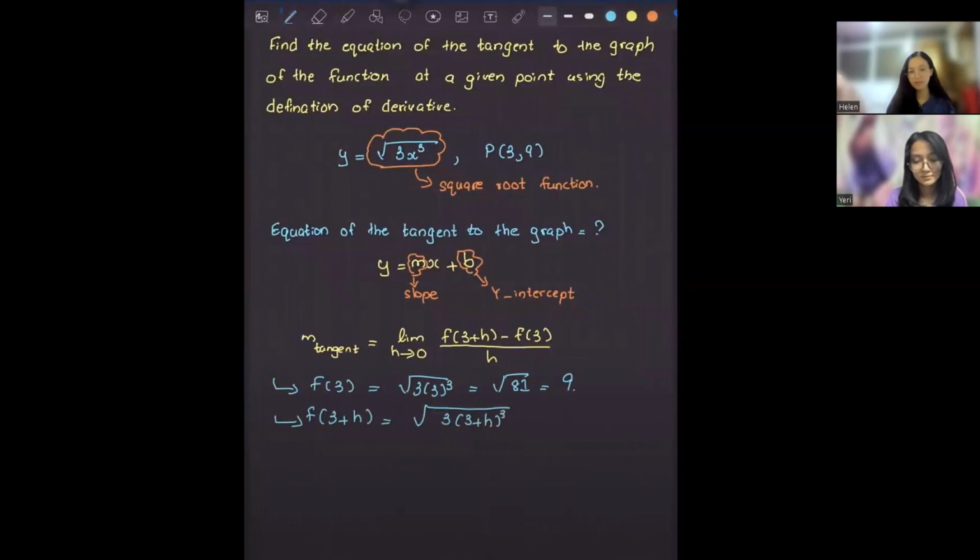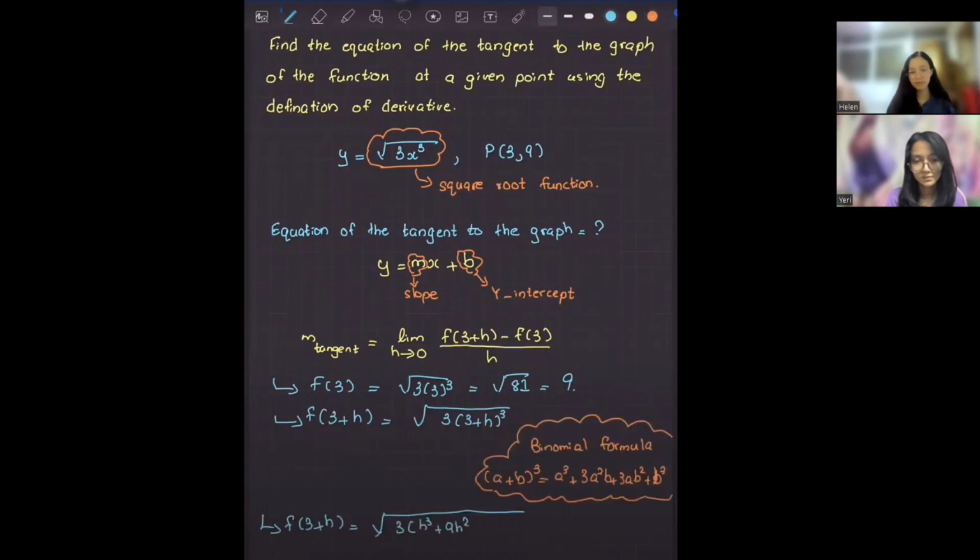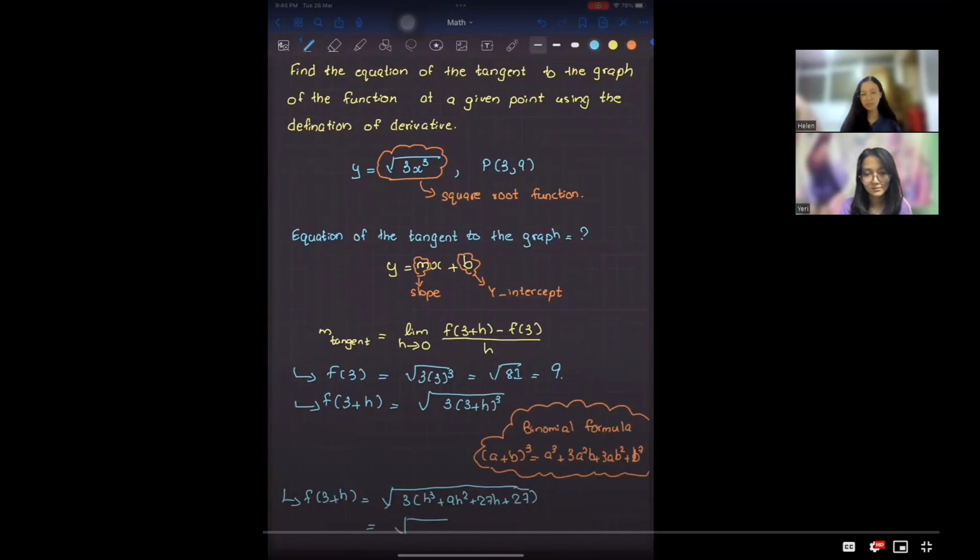And then here we will be using a binomial function to expand our 2. So this is the binomial formula, and now we will get this. Now we have to multiply it with 3, right? So after multiplying our function with 3, we will get 81. So m tangent equal to, we'll be writing back our original function here.